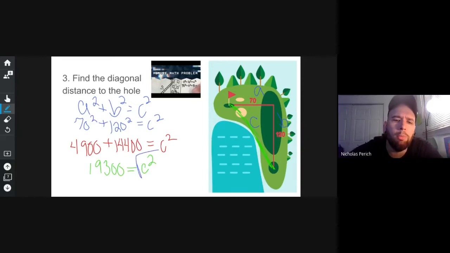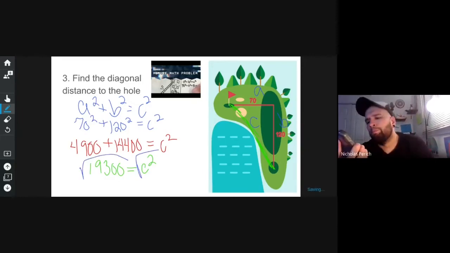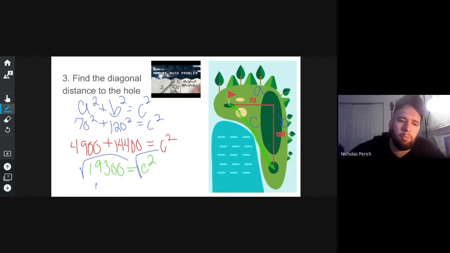Is C all by itself? No. What is in the way? Squared. How do I get rid of its square? Square root. What's the square root of 19,300? The square root of 19,300 is approximately 138.924.